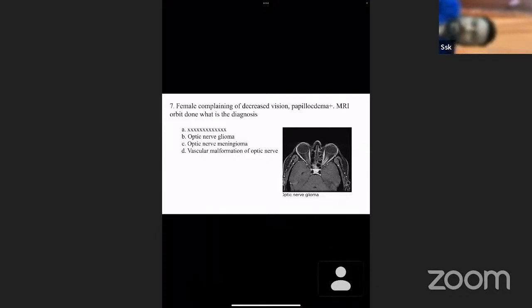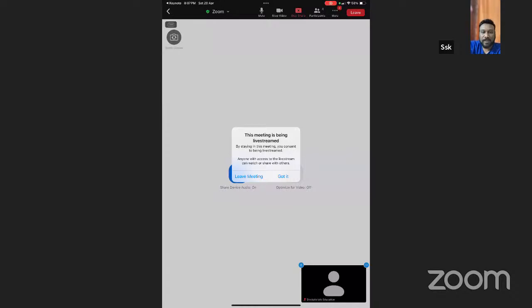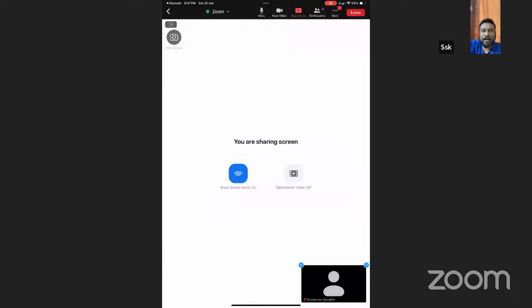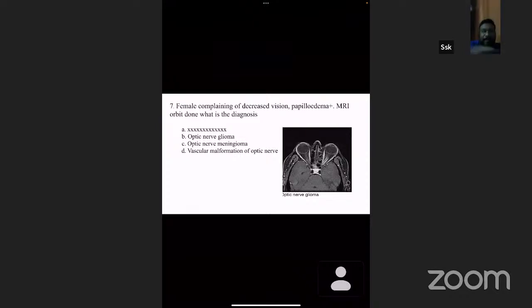All right. So the next question: a female complaining of decreased vision, papilledema, MRI orbit is being done. So what is the diagnosis?